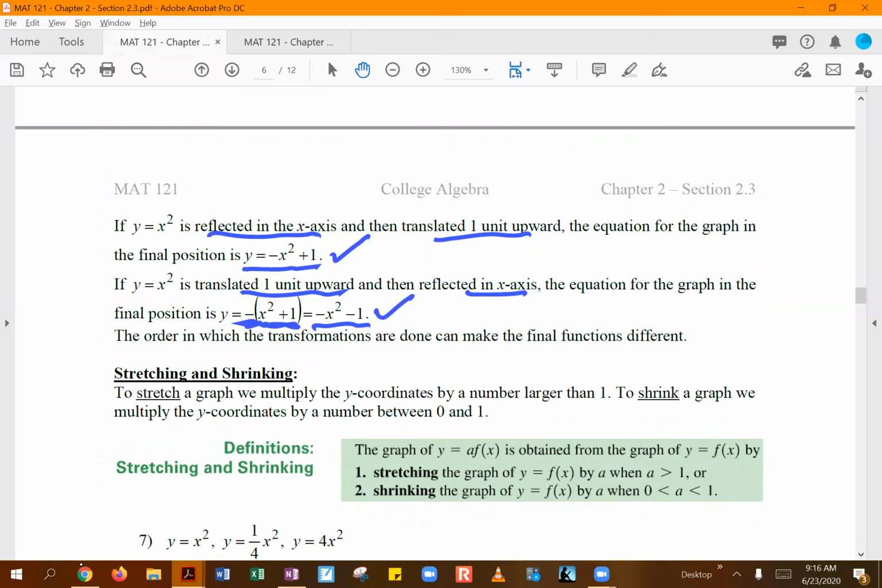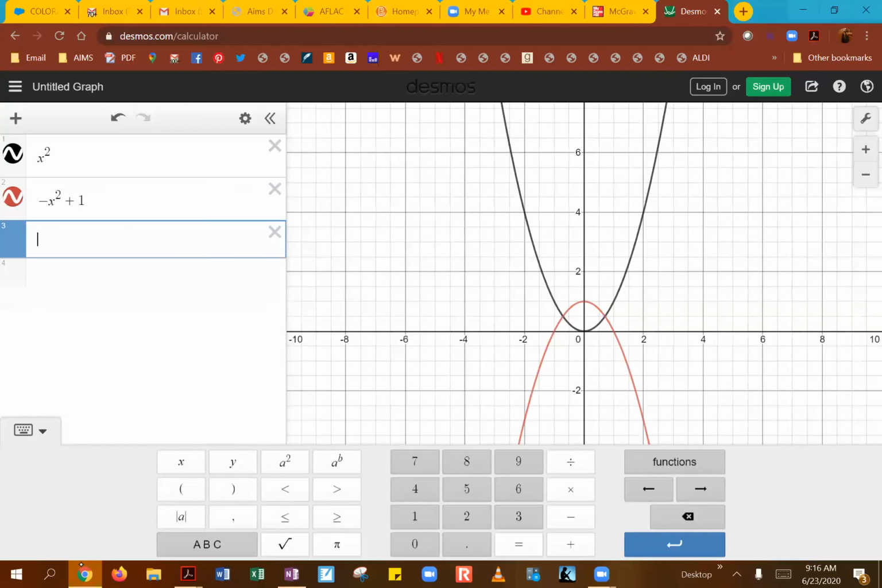Now for the second graph that you had here, you translated 1 unit up first and then did the reflection, which is our negative x squared minus 1. So that guy will end up looking like this.